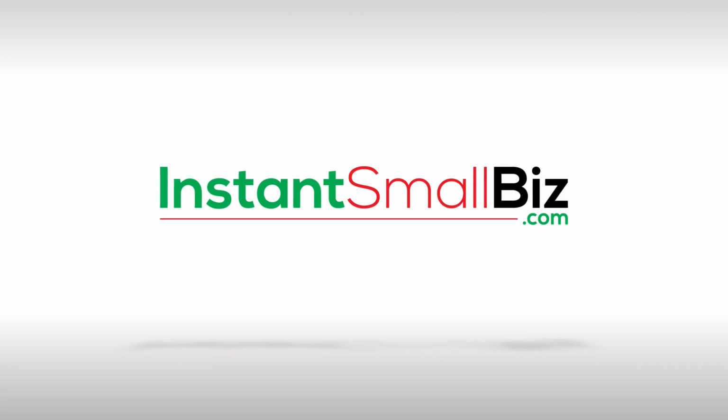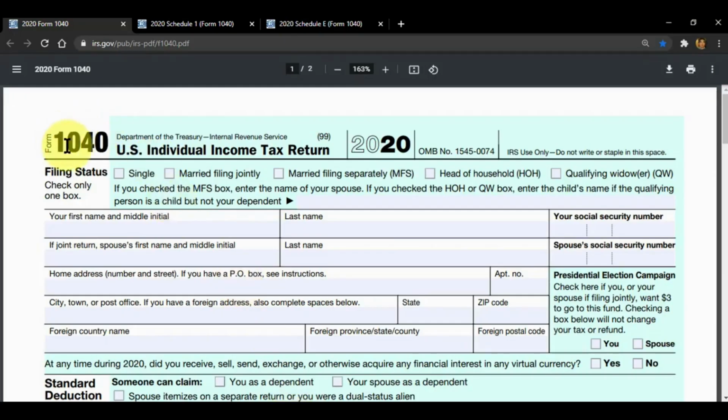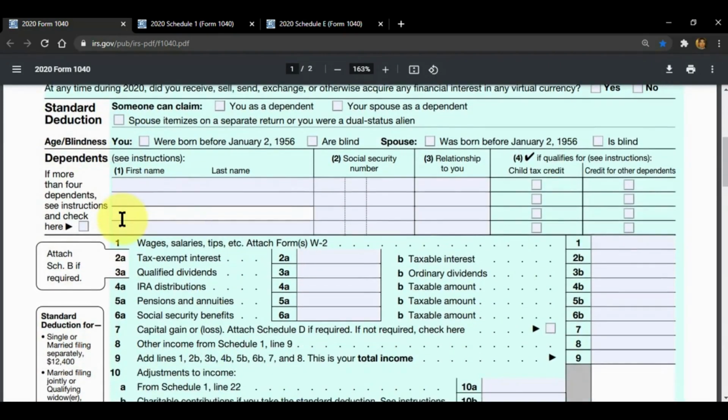Let's talk about just the general reporting of rental operations for real estate. And probably the best way to learn the rules is to take a look at the related tax forms. So here is our 1040 form that we learned eventually reports all the income and deductions for our taxpayer.